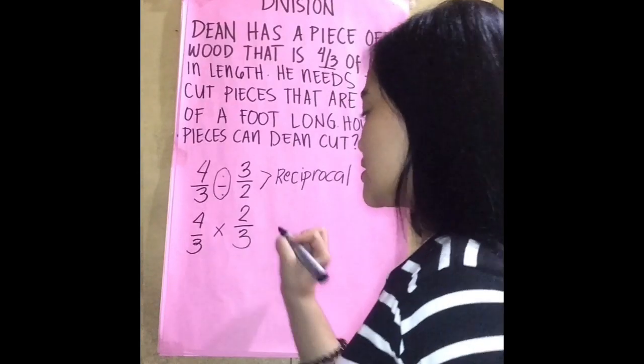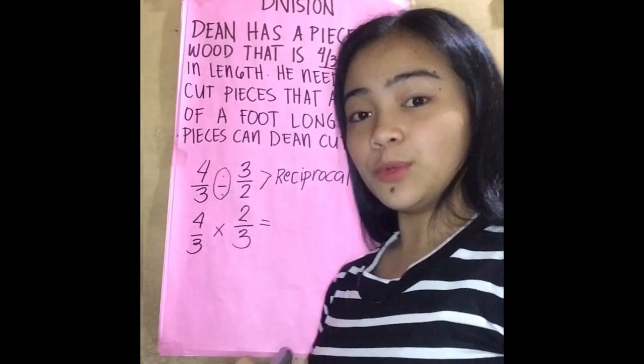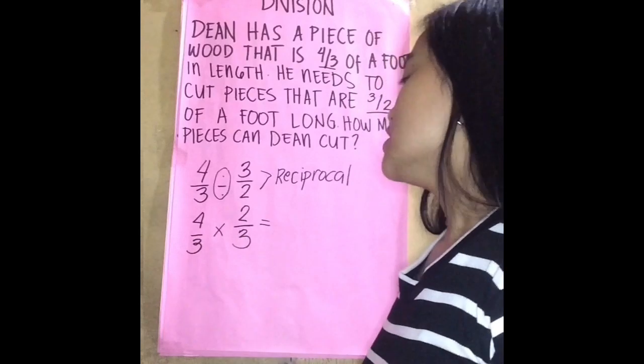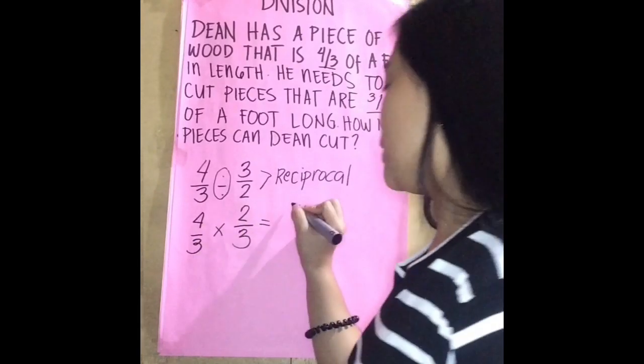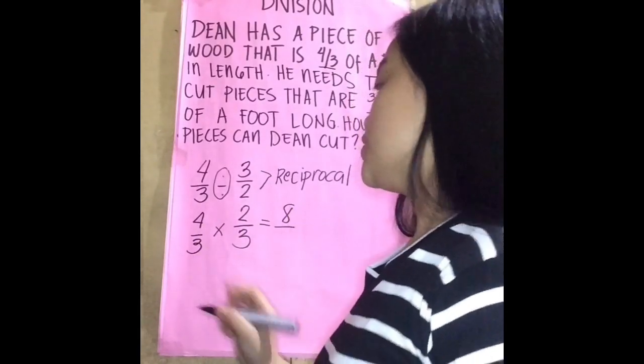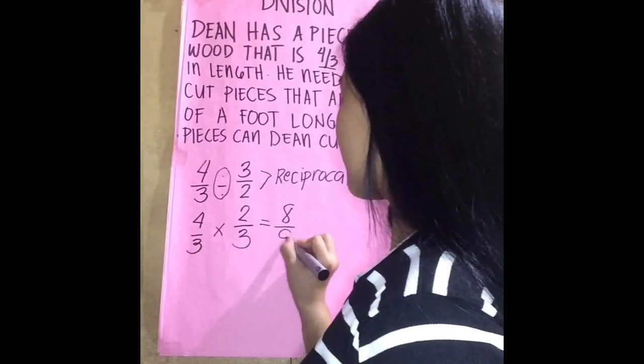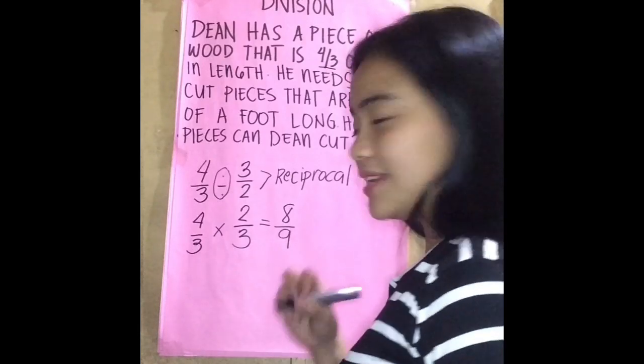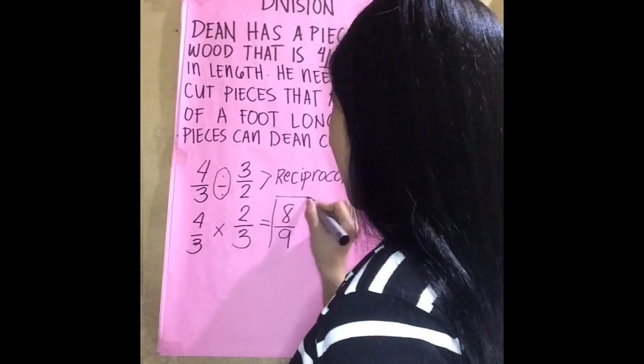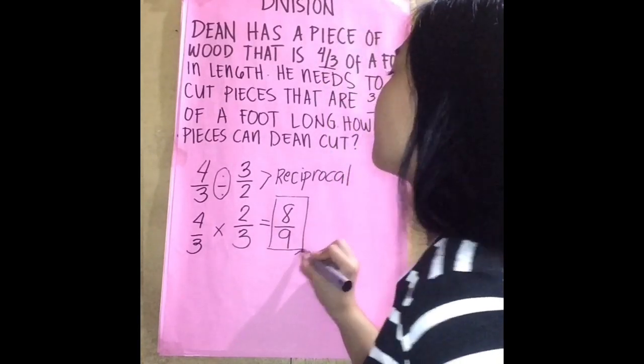So, next is, you need to multiply these two given. So, 4 times 2 is equal to 8. 3 times 3 is equal to 9. So, that's it. The answer is 8 over 9.